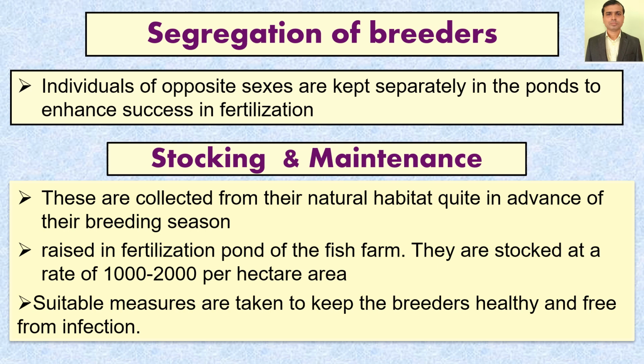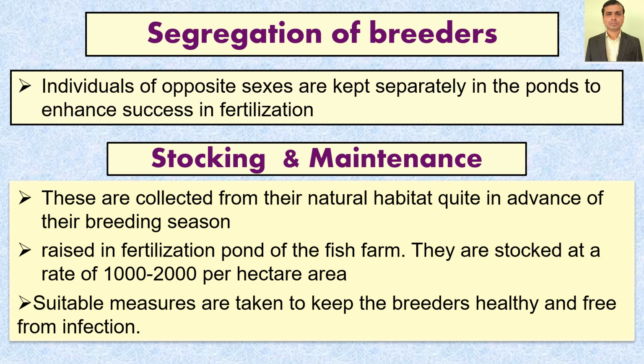Now come to the stocking and maintenance of breeder fish. If the breeder fish are collected from the natural environment, they must be collected quite in advance of their breeding season. If collected from a fish farm, they are collected 2 months in advance. They are raised in the breeding pool of the fish farm, and stocked at a rate of 1000 to 2000 per hectare, in the case of carp fish.